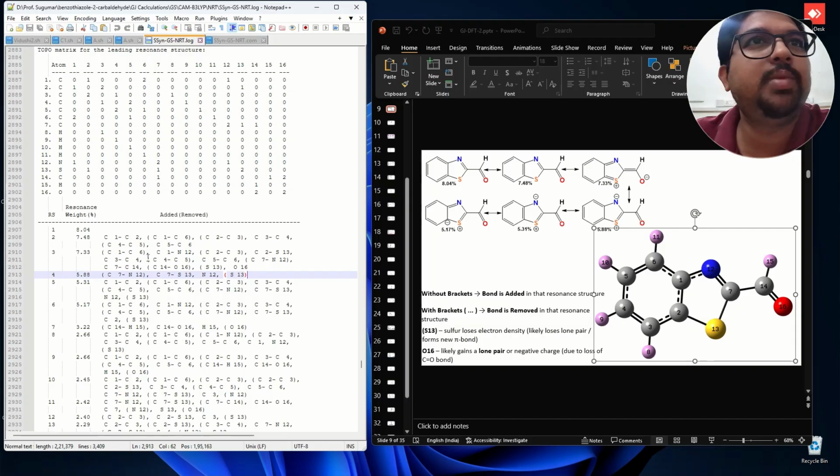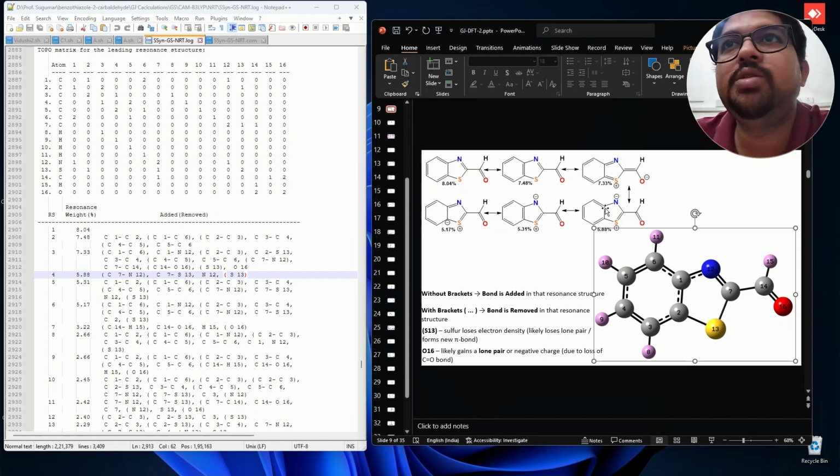Okay. Similarly, you can do this for the contributing structure for 7.33. I'll quickly go for another one, 5.88 here. Okay. So here you see the basic framework will be the same, and only these are the bonds which are added or changed. The remaining will be the same as your initial leading resonating structure. So right now we are looking at this 5.88. So this structure.